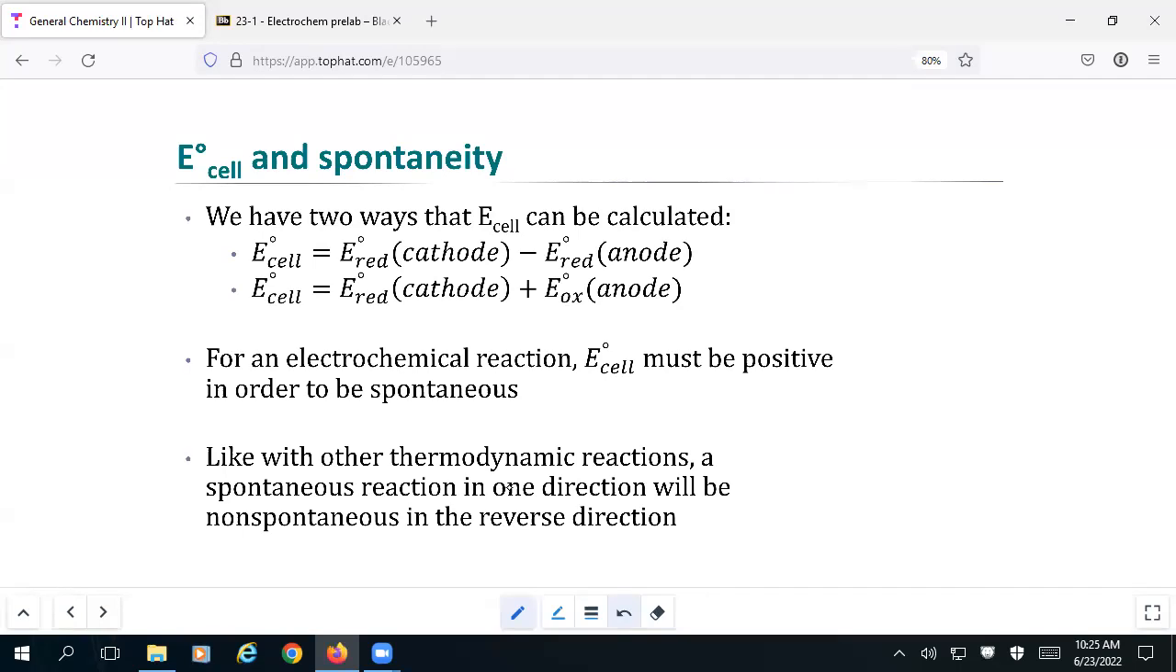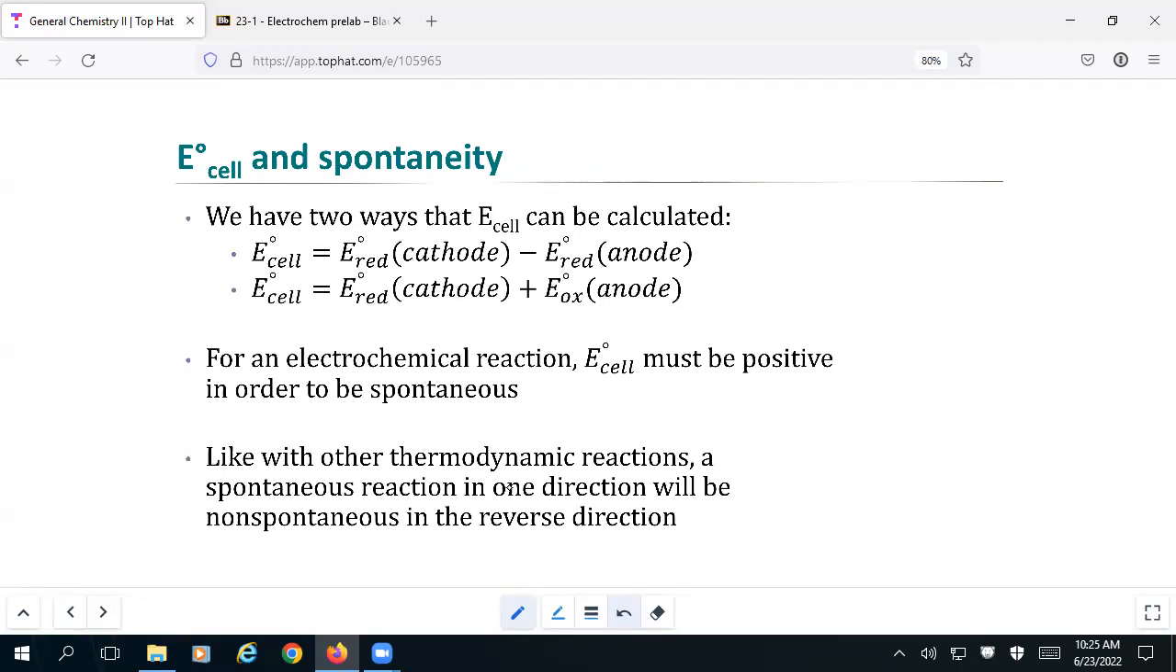Spontaneity of the cell is linked to positive E cell values. When our E cell value is positive, that means we've got a spontaneous reaction. When our E cell value is negative, that means that we've got a non-spontaneous process. And it also means the electrons are going to still move. They're just going to move in the opposite direction that we said.